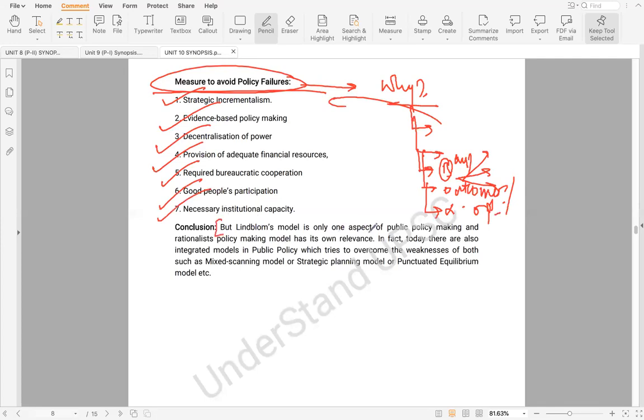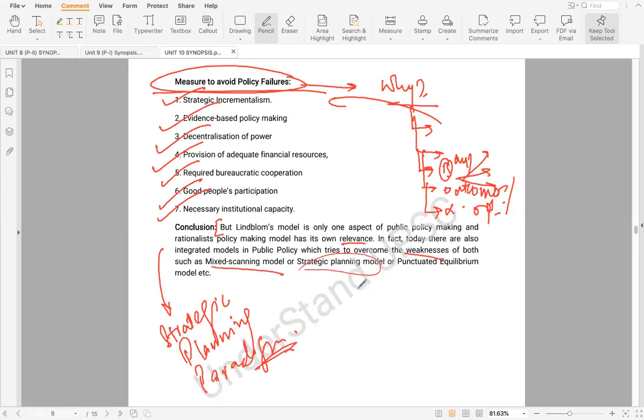But Lindblom's model is only one aspect of public policy making, and the rationalist policy making model has its own relevance. In fact, today there are also integrated models. So you talk about the strategic planning paradigm, right? Which helps to overcome the weaknesses of both, such as the mixed scanning model, strategic planning model, or punctuated equilibrium model.